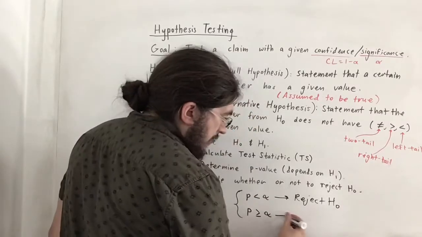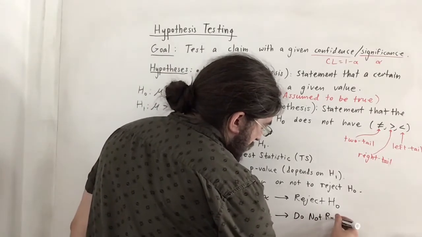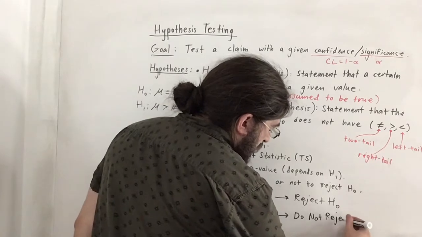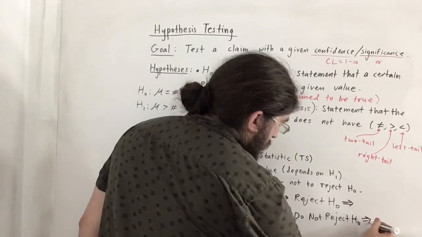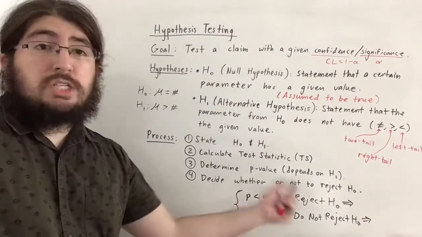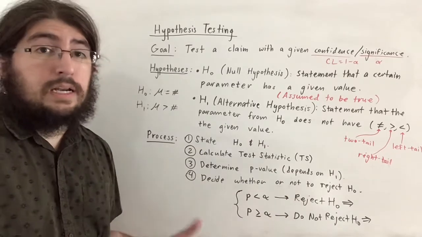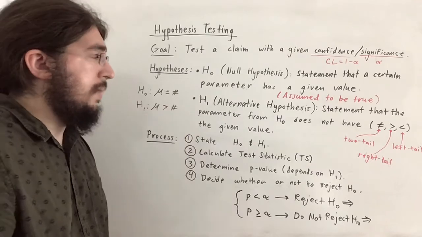And if it is not, then we do not. Now again, the significance of this, as far as what we're actually deciding, what our decision really means, is that to reject the null hypothesis says that there is enough statistical evidence to support the claim of the alternative hypothesis.